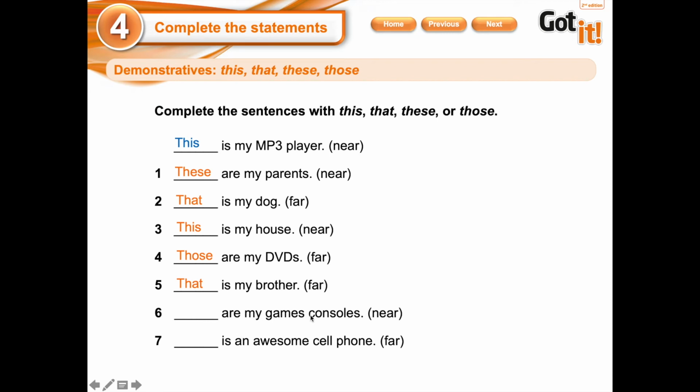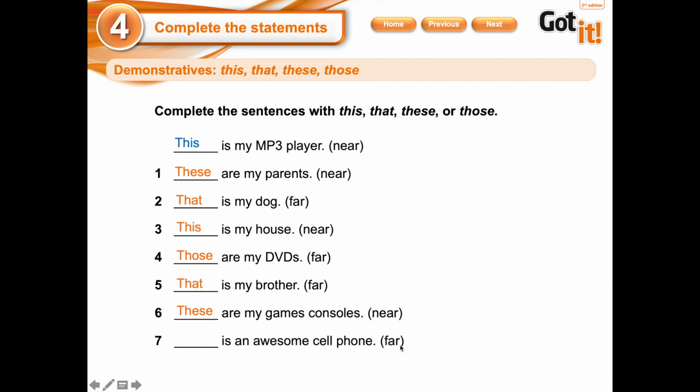"___ are my games consoles." And I have the word near. So for that, I use this or these. Let's pay attention. These are my games consoles. Why? Because you have the plural form. Okay, you have here games. It's not game. Games.